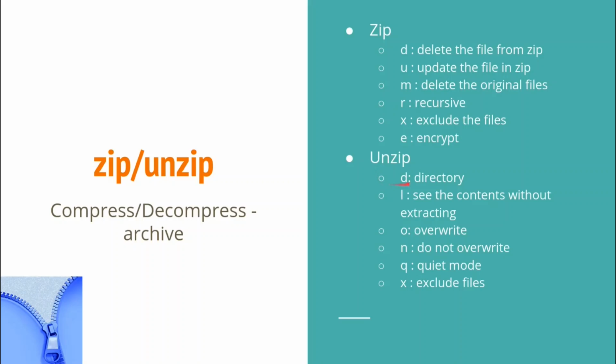Similarly, for unzip, if you specify the -d option and provide the directory name, the files would be extracted into the directory. The -l option you can use to see the contents of the file without any need to extract the data. The -o option will help you override the file without asking for the prompt. The -n option is used to not override the files. -q is the quiet mode, it will not show what operation it has performed. And -x, if you do not want to extract any specific file from the zip archive, you can use the -x option. So go ahead and try it out.